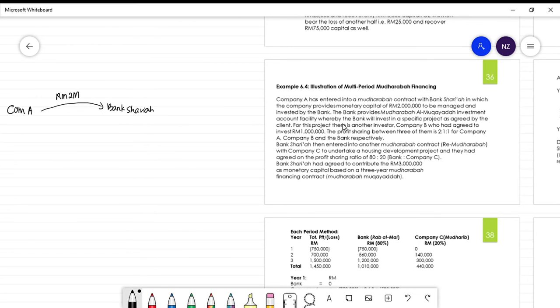For this project, there is another investor, company B, who had agreed to invest 1 million ringgit. Okay, it means the Bank Syariah will invest in the project, and then it says we have a second investor, company B, who will invest 1 million to the Bank Syariah, and company B.